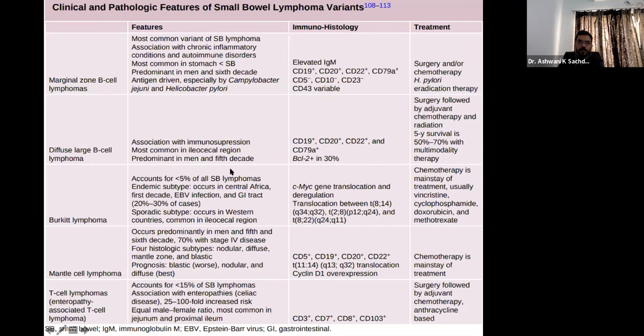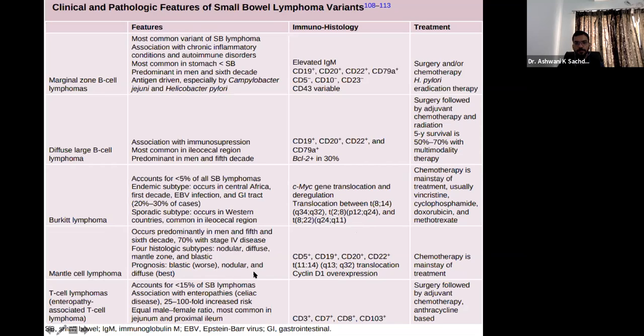Burkitt lymphoma is associated with EBV and more commonly present in the endemic areas of Central Africa. It accounts for less than 5% of small bowel lymphoma, and GI is involved in about 20 to 30% of cases of Burkitt's lymphoma. It is also common in the ileocecal region. It has a very high mitotic index and is a very fast growing tumor, and chemotherapy is the mainstay of treatment. It is associated with c-myc gene translocation between t(8;14) or t(2;8) chromosomes.